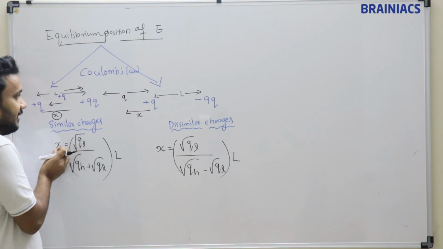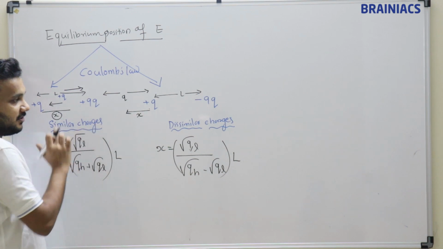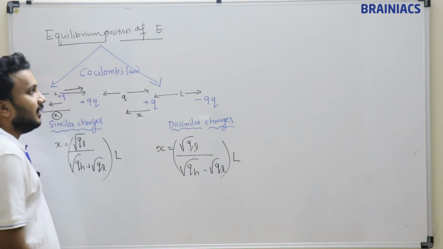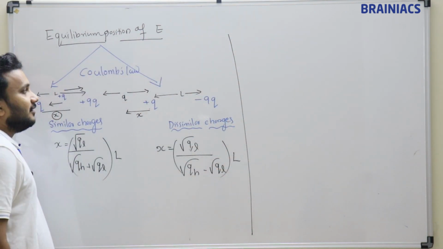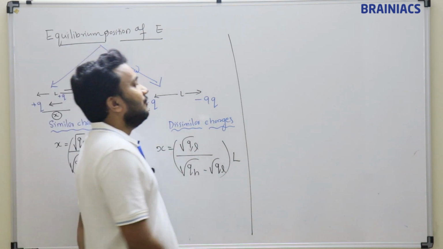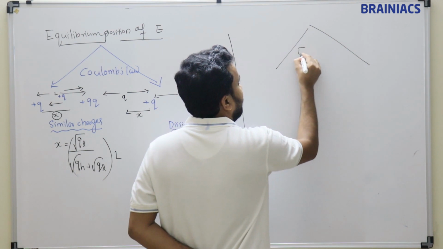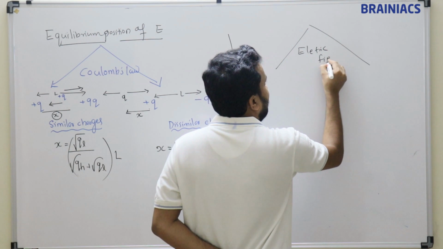The distance of x from the lowest charge is given, will be here for similar charges. For dissimilar charges, these equations will be given. Okay, the same case we are going to adapt it for electric field intensity. Now the same method I am going to apply for the same concept, but I am writing this is for electric field.